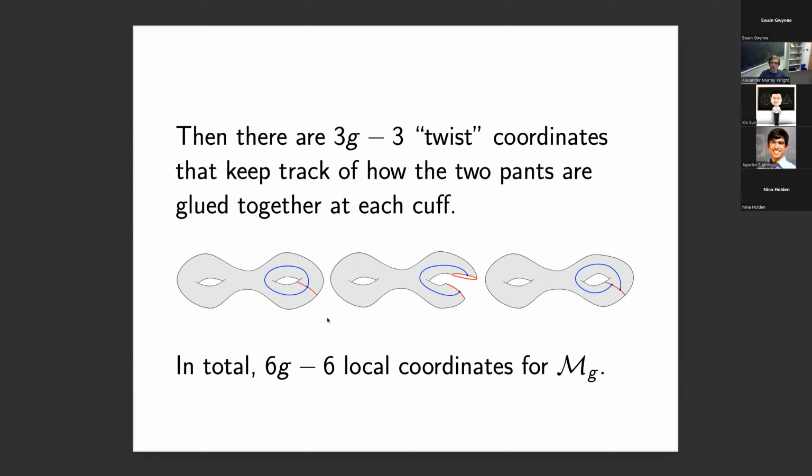If you want to change the twist, you should cut the red geodesic and then re-glue it by a different isometry from the circle to the circle. That changes the twist. So in total, you have these 3G-3 length coordinates and these 3G-3 twists. You could think of them as complete instructions for building your surface out of pants. You start with pants with the right cuff lengths, and then you glue them with a certain twist. In total, they give 6G-6 local coordinates for the moduli space of hyperbolic surfaces.